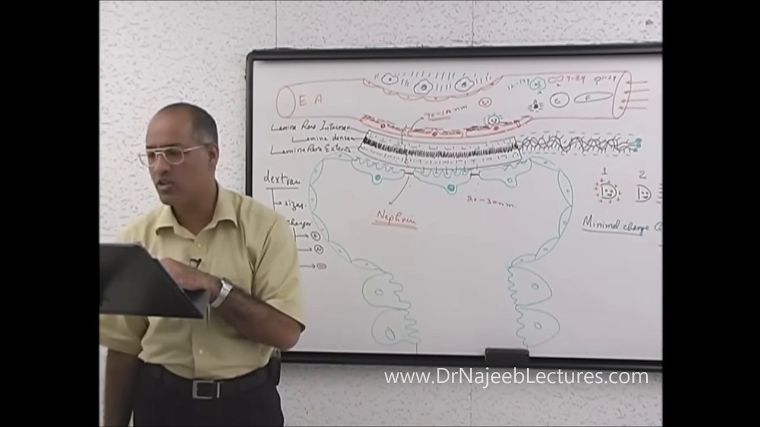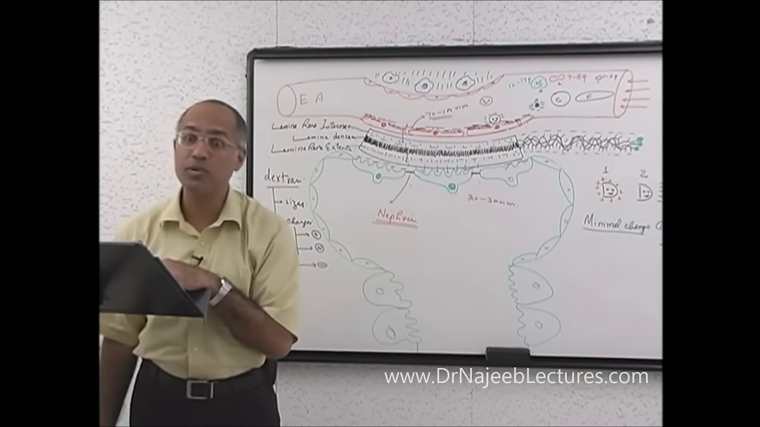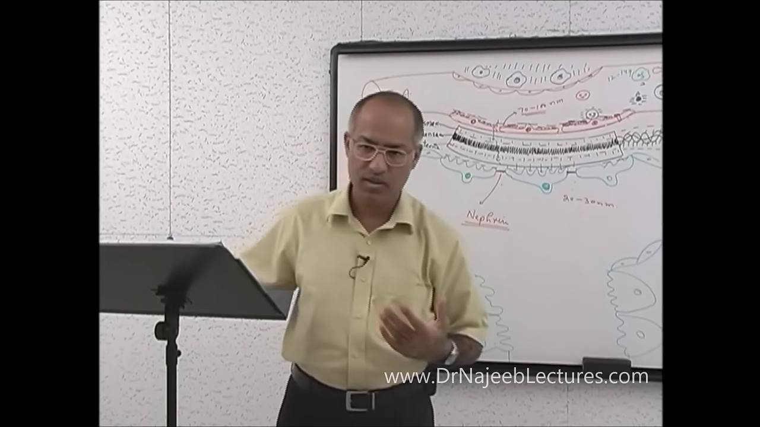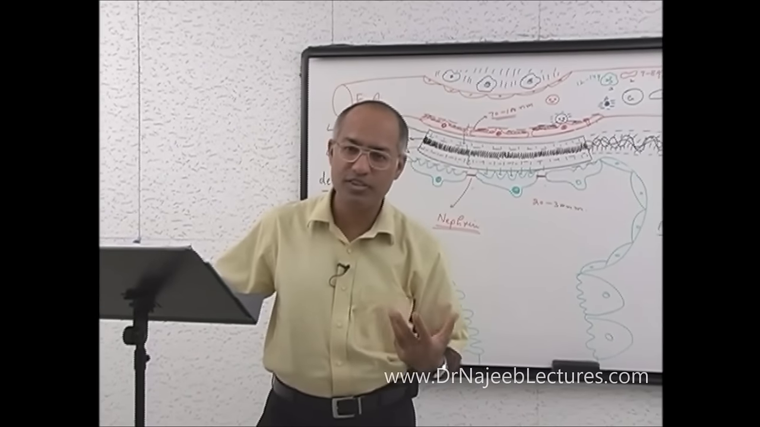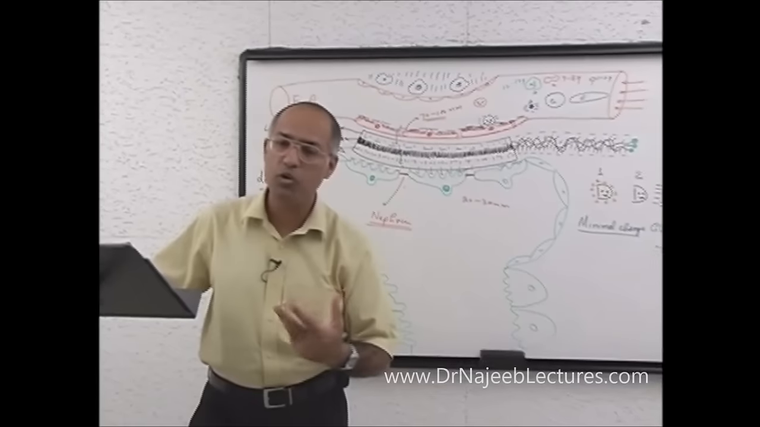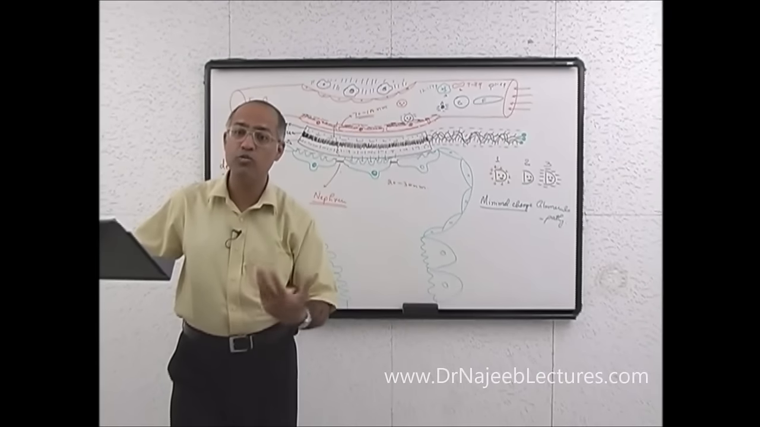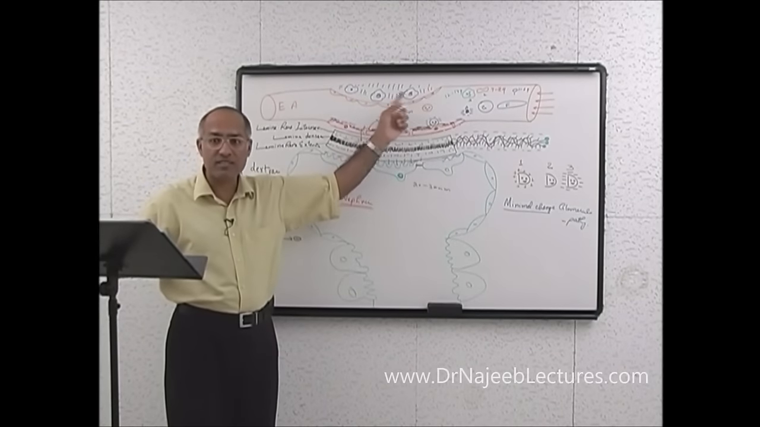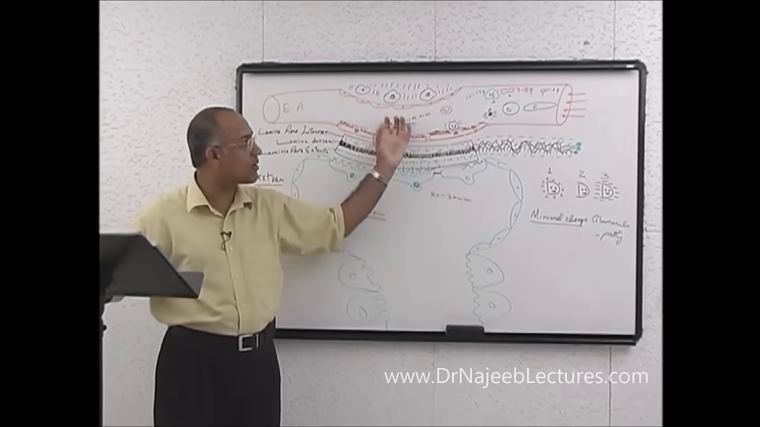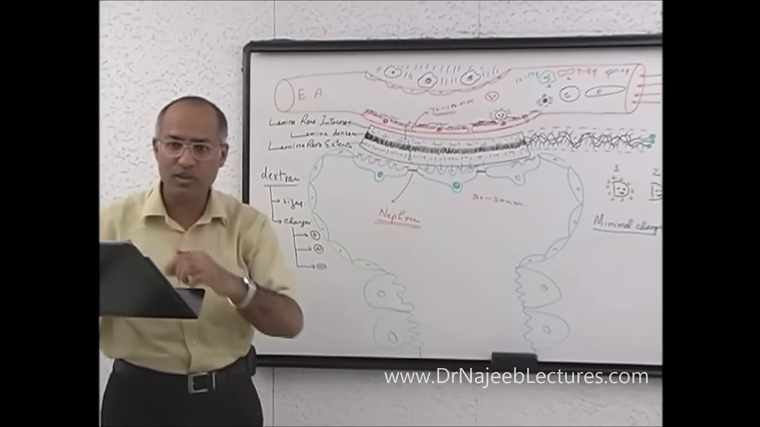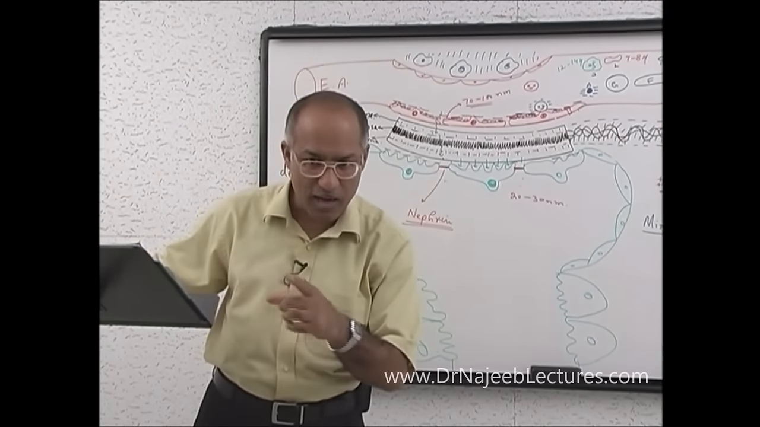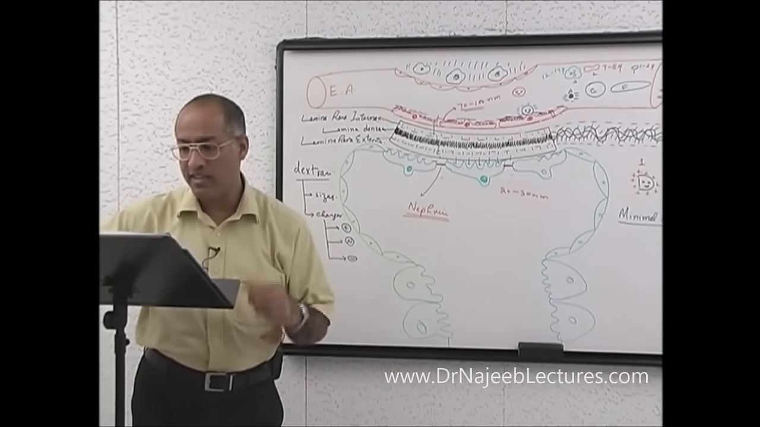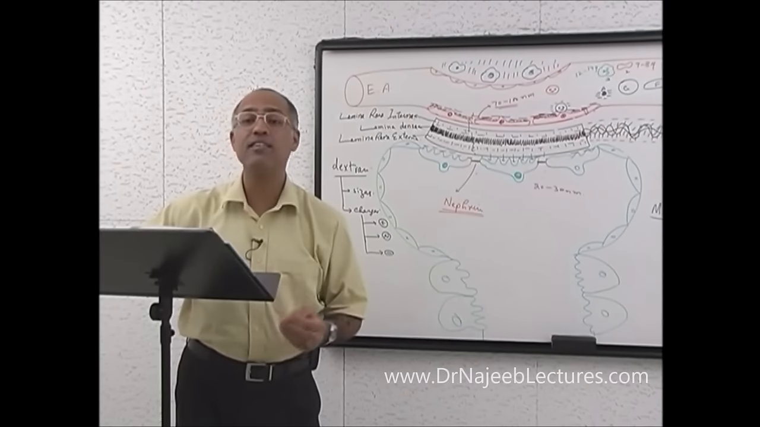Number three, mesangial cells can proliferate also. Later on, when we discuss the glomerular diseases, we will find that in some glomerular diseases, mesangial cells proliferate too much. And of course, if they proliferate too much and produce an extra amount of connective tissue, then they will compress the capillaries and glomerular filtration will be disrupted. Am I clear?